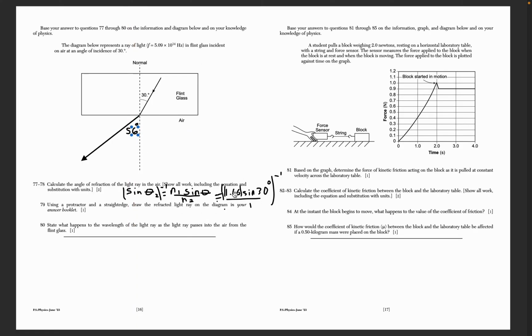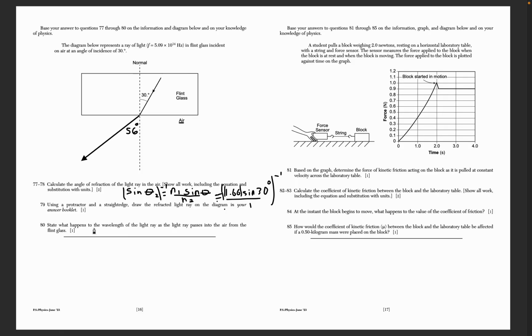You plug in 1.66, which is the index of refraction for flint glass, times sine of the incident angle, divided by the index of refraction for the second medium, which is air, which is just 1. Then you take the inverse sine, so theta 2 would be 56 degrees. And now I just drew it and measured it as 56 degrees.